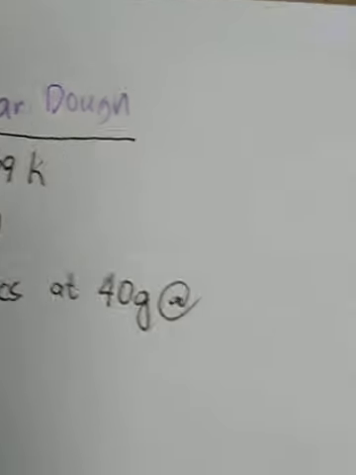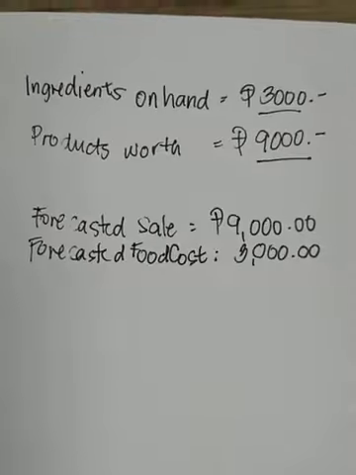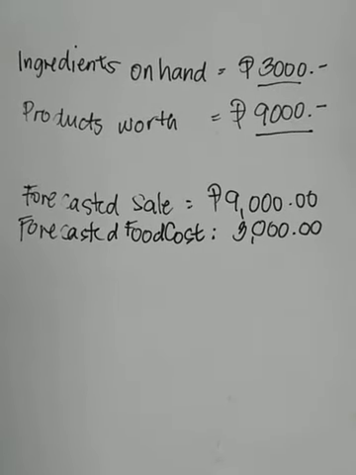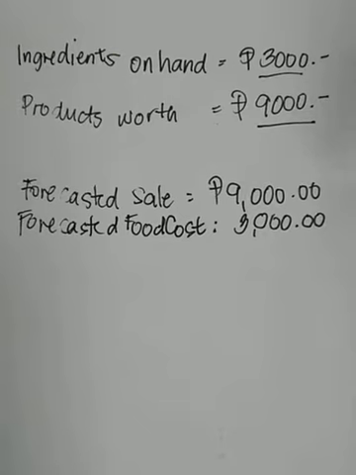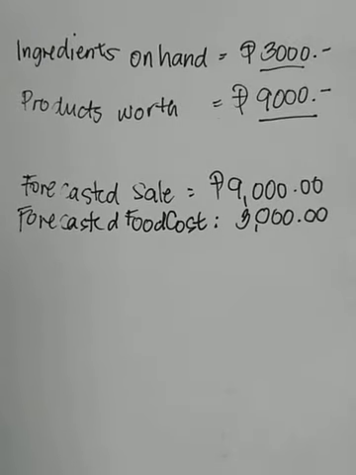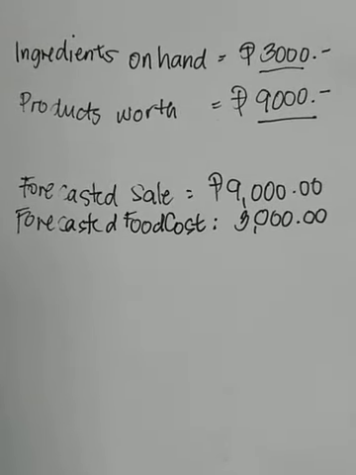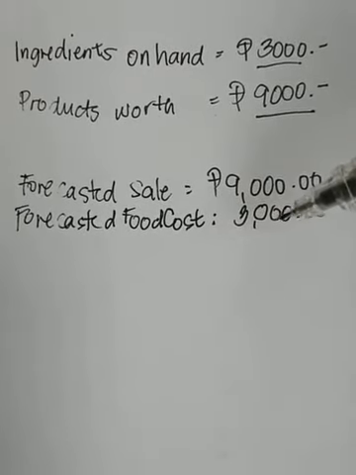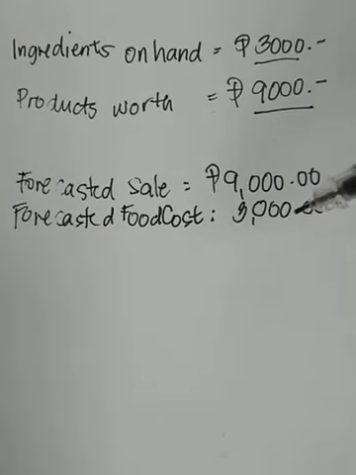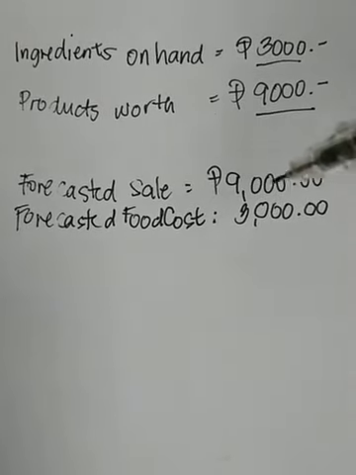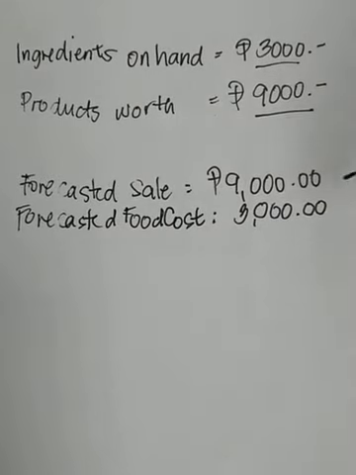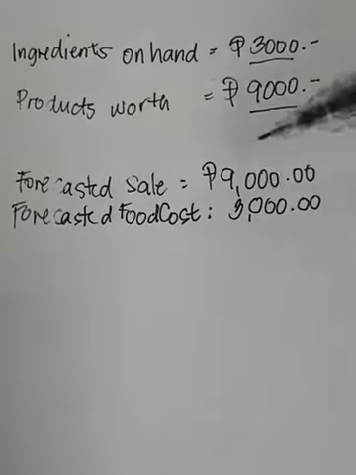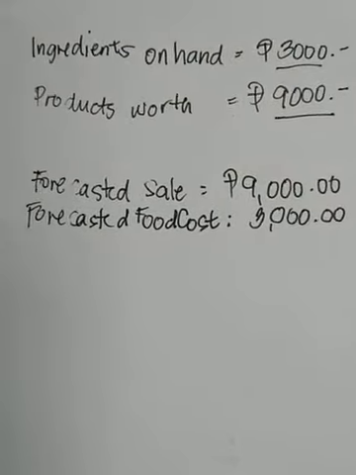Okay? So, eto po siya. Your ingredients on hand is 3,000. The product's worth is 9,000. So, forecasted sale mo is 9,000. Forecasted food cost is 3,000. So, hindi ko na po i-detalye kung ilang butter, ilang itlog, ilang flour, ilang sugar, ano-anong sugar, may milk ba yan. Basta po, it's worth 3,000. Okay? Tapos yung forecasted sale ninyo is 9,000. Saan manggagaling yung 9,000 na yan?